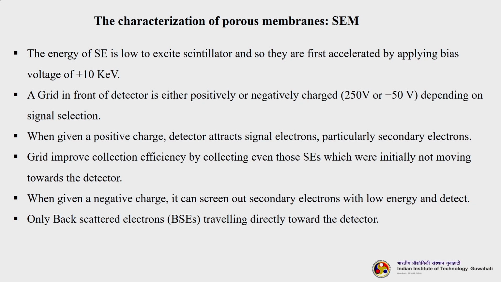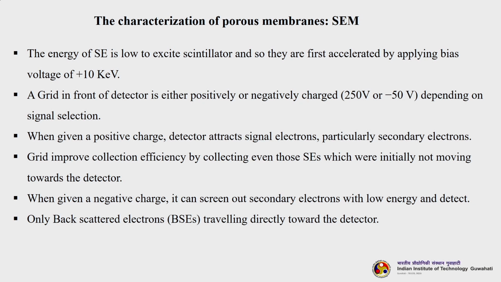The energy of the secondary electrons is too low to excite the scintillator, so they are first accelerated by applying a bias voltage of plus 10 kilo eV. A grid in front of the detector is either positively or negatively charged depending upon the signal detection. When given a positive charge, the detector attracts signal electrons, particularly secondary electrons. The grid improves collection efficiency by collecting even those secondary electrons which were initially not moving towards the detector.